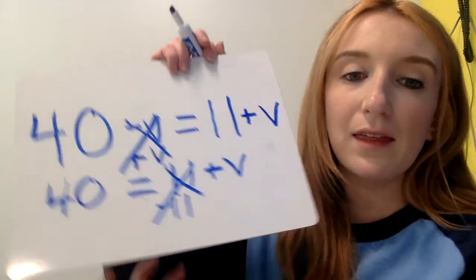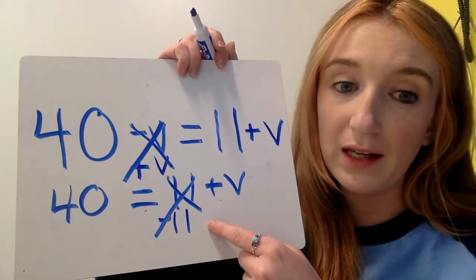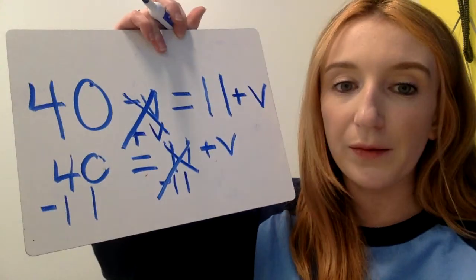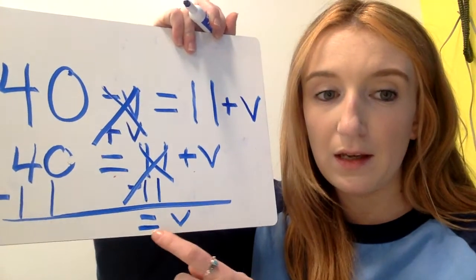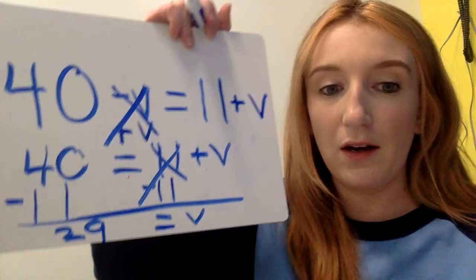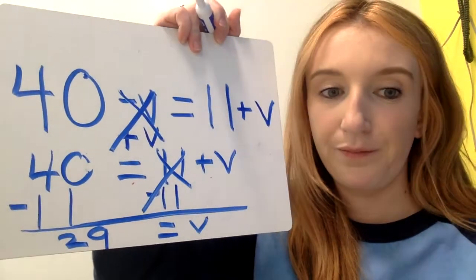And then anything that I do to one side of my equal sign, I have to do to the other side of my equal sign. So I'm going to subtract 11 over here as well. Okay, my final step is to just subtract and see what I get for v. So I have v equals 40 minus 11. Well, I know that 40 minus 11 equals 29. So my answer here is 29.